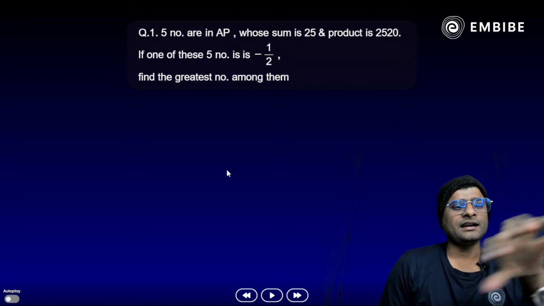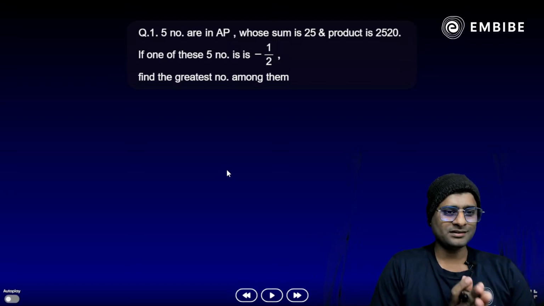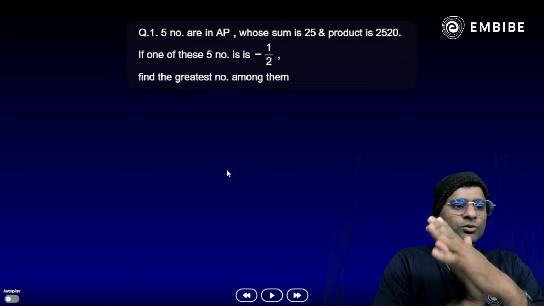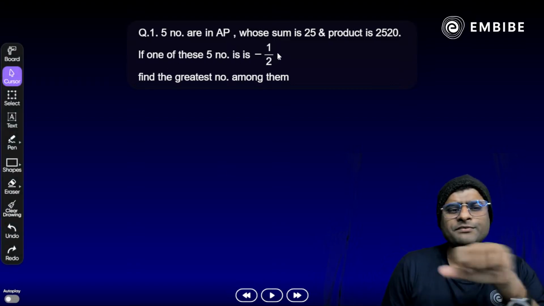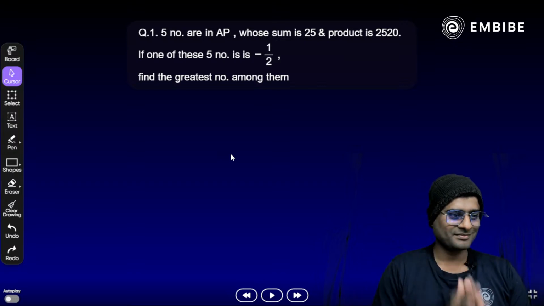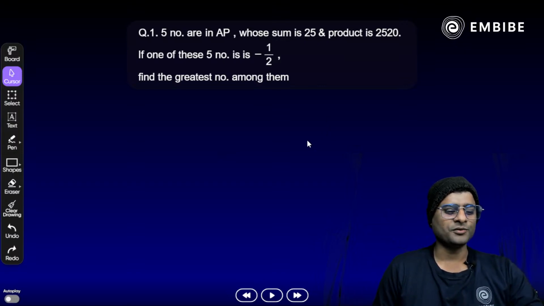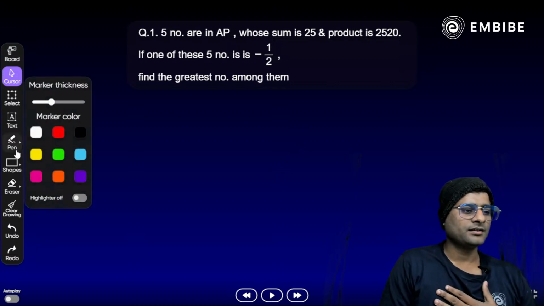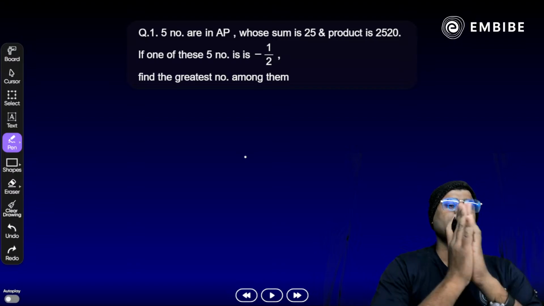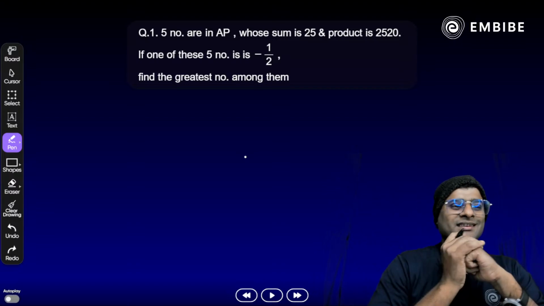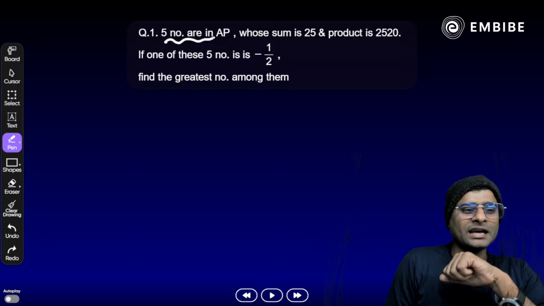5 numbers are in AP, arithmetic progression, whose sum is 25 and product is 2520. If one of those 5 numbers is minus 1 by 2, find the greatest number, find the largest number here. Okay, any idea how do we solve? Anyone? All right, so first of all, we need to consider 5 numbers that are in AP.